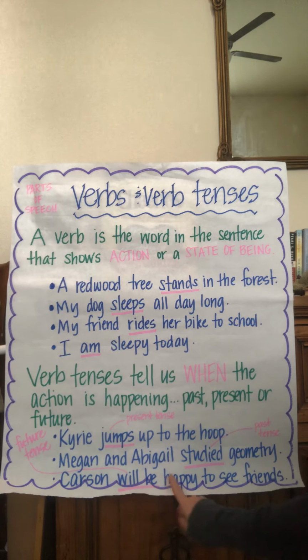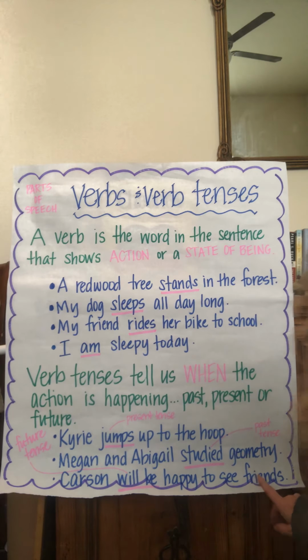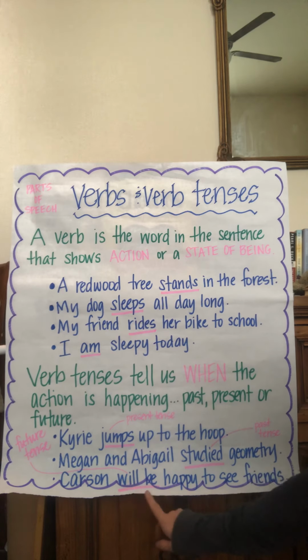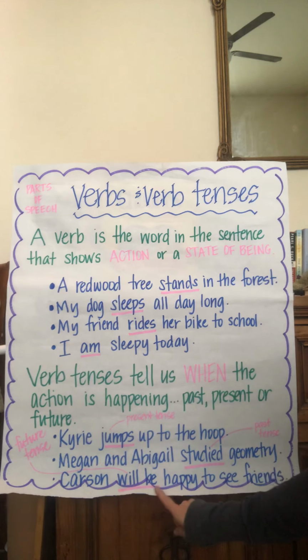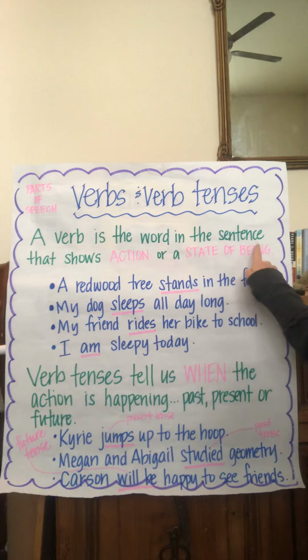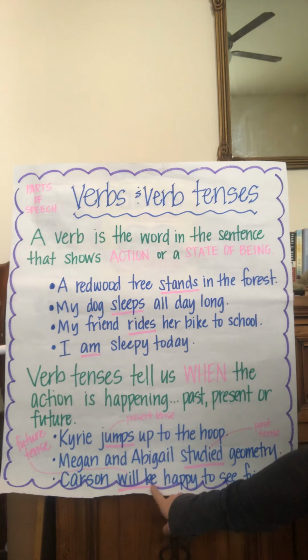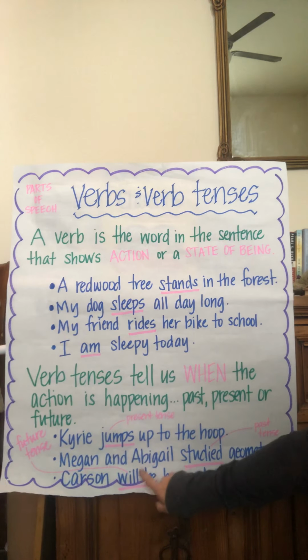Carson will be happy to see friends when we come back to school. Carson will be happy. That means he's not happy yet. He's not with his friends, but he will be happy in the future. This is an example of a future tense sentence. It's also another example of a state of being verb, because be is right here in the sentence.